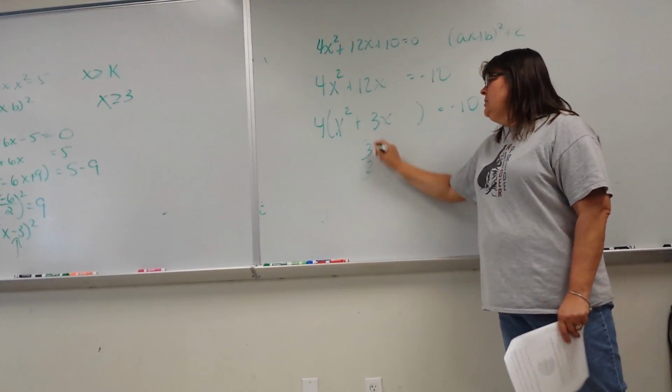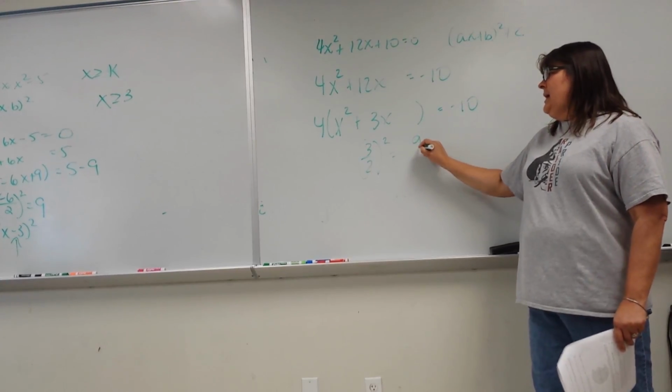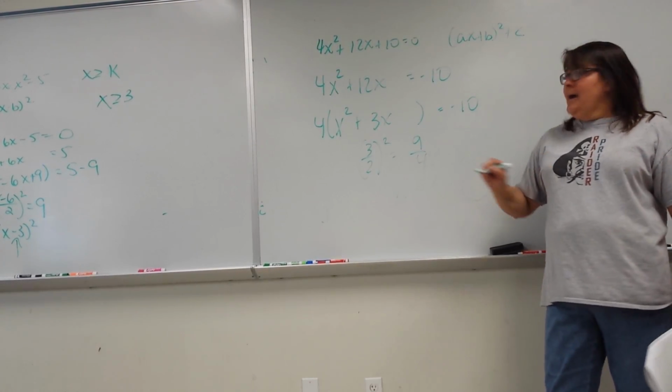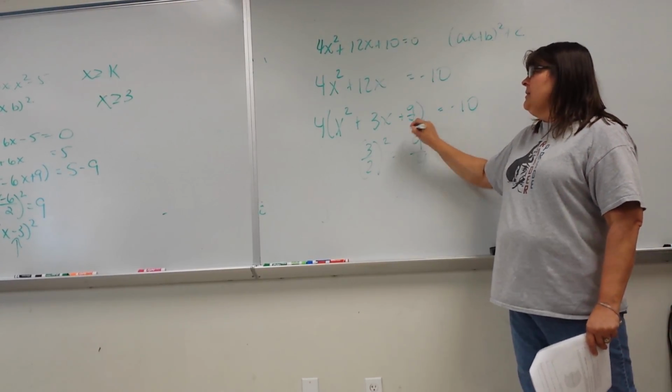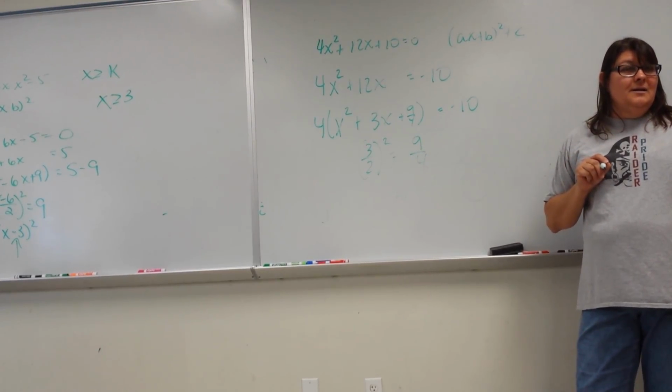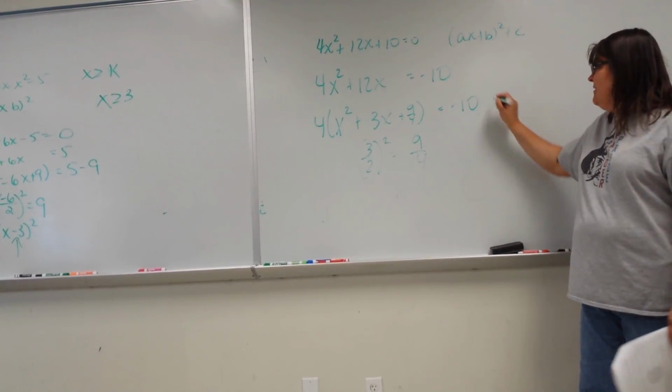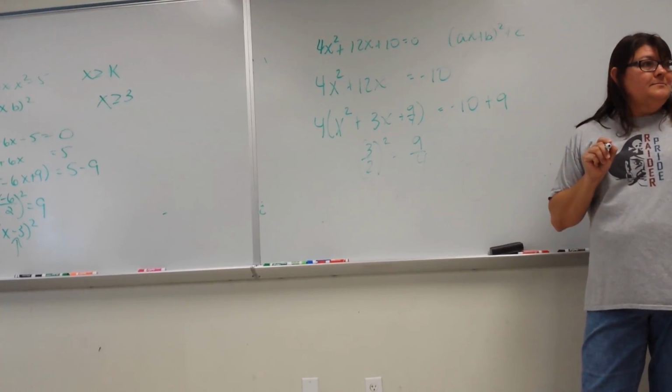I'm going to take b divided by 2, and I'm going to square it. So I get 9/4, right? I'm adding 9/4 here, but am I really adding 9/4? You're adding 36/4, which is 9. So plus 9. Good.